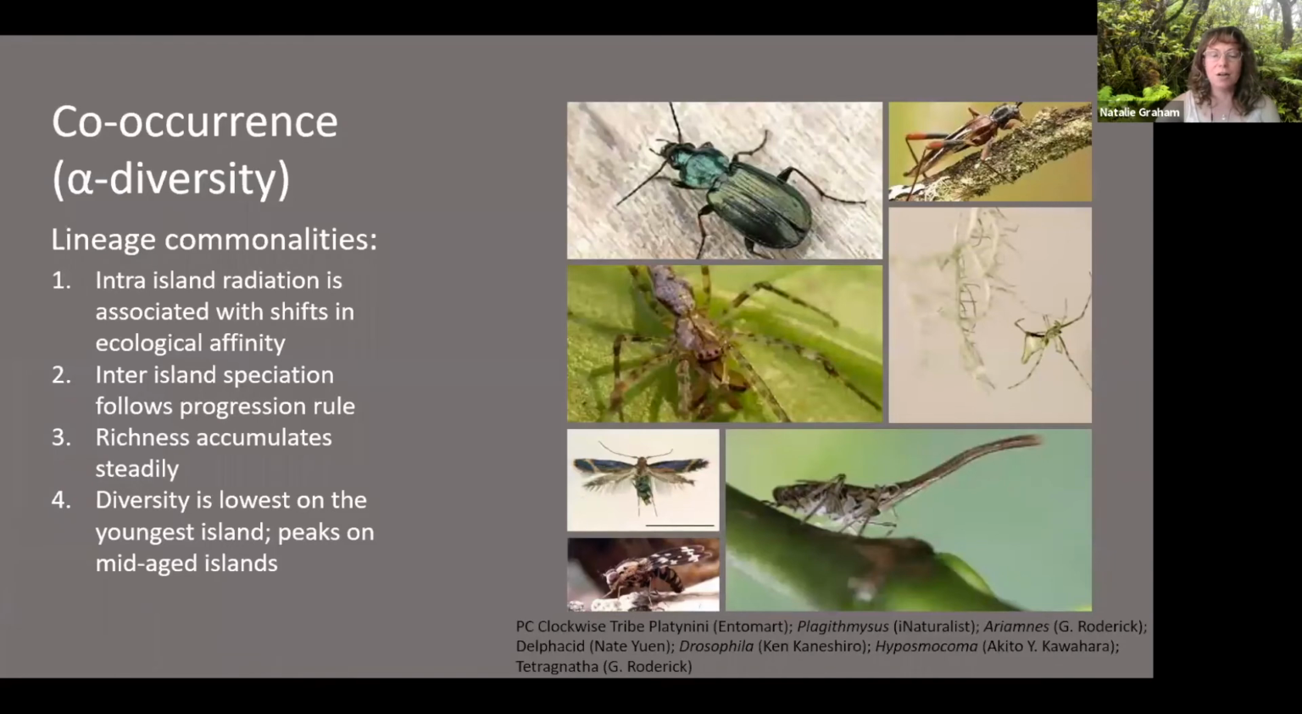And interestingly, all of those lineages share these commonalities, or this co-occurrence hypothesis, where intra-island radiation is associated with these shifts in ecological affinity, this filling of niche space. We also see that these lineages tend to follow the progression rule as they move from island to island, where they hop down the island chain. Richness is accumulating steadily, and diversity tends to be lowest on the youngest island and then peak on the mid-aged islands or the older islands.